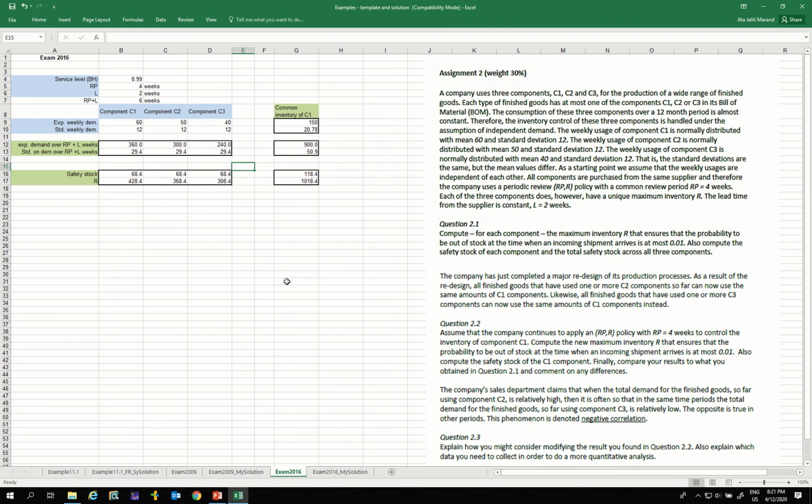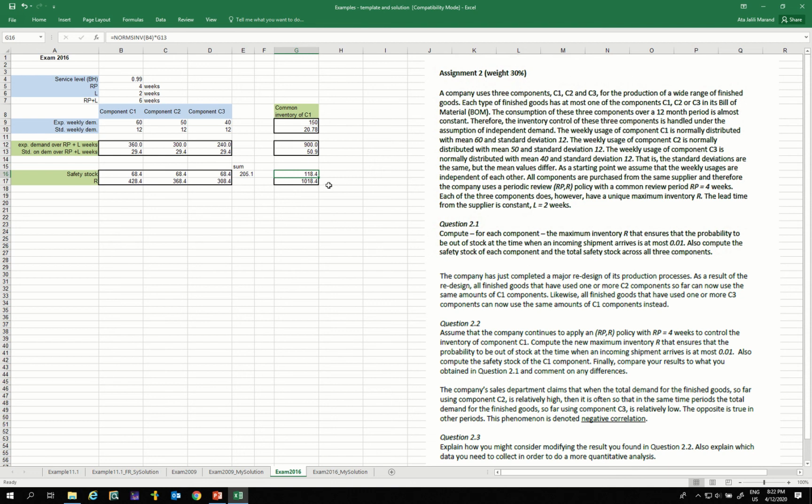Let's calculate the total safety stock that we keep in the system when the components are not aggregated into one component. So this is the case that we call a decentralized system. The sum is the summation of these three numbers. As you can see, the safety stock kept in the first case is higher than the safety stock kept when the components are aggregated into one component.